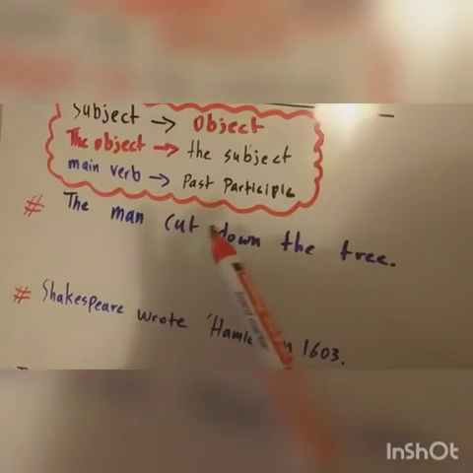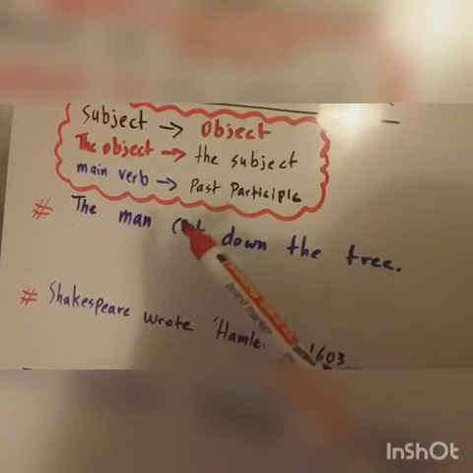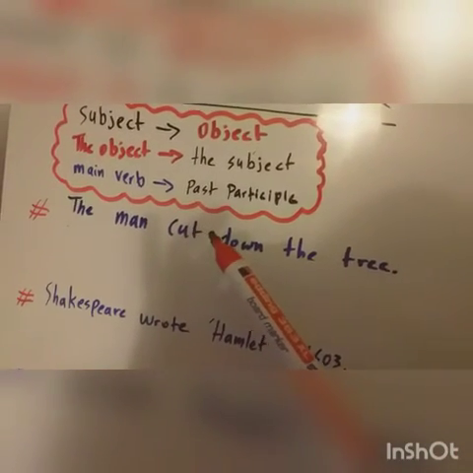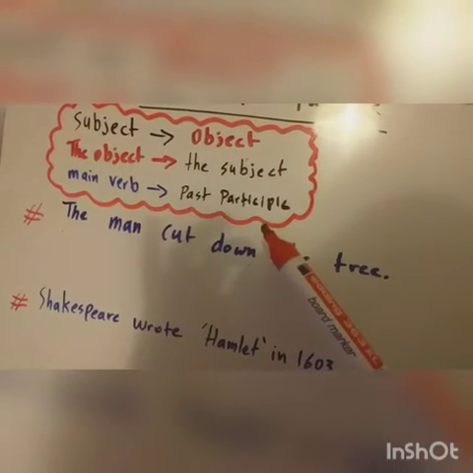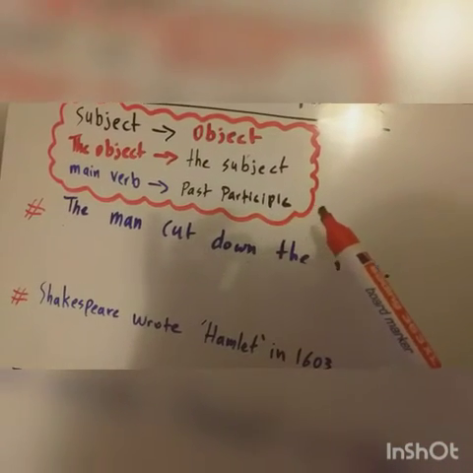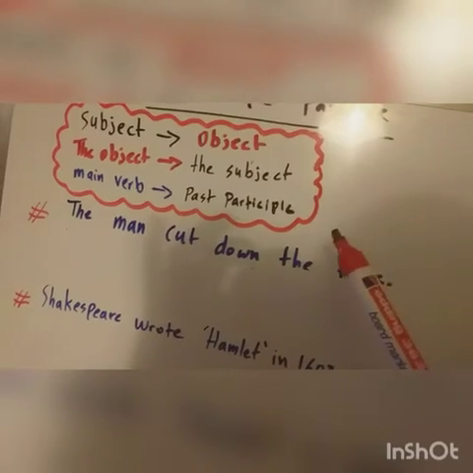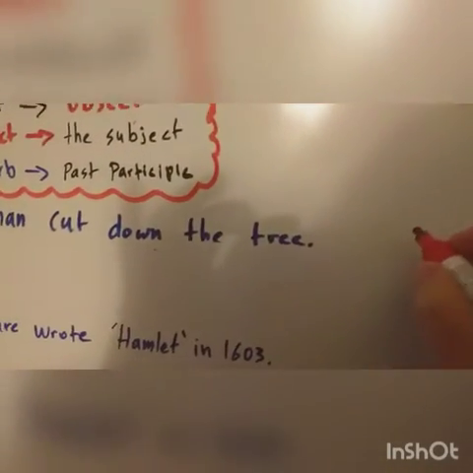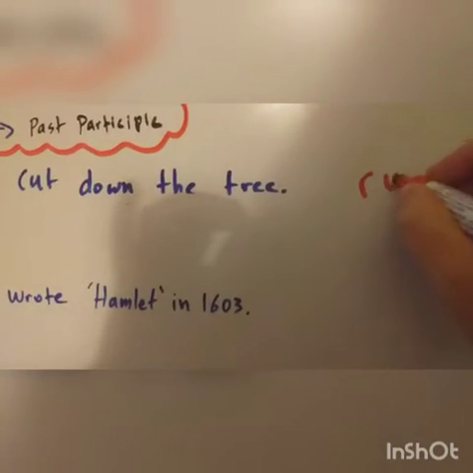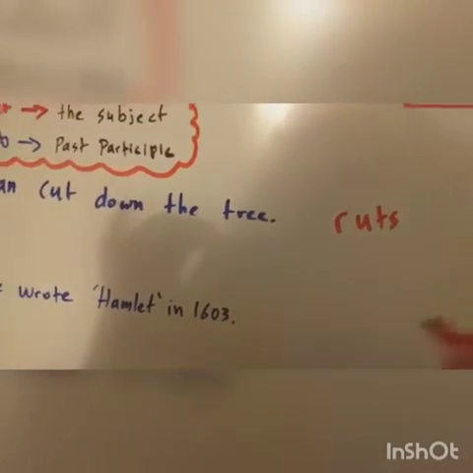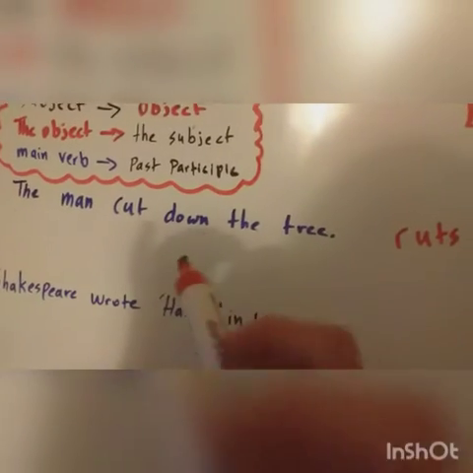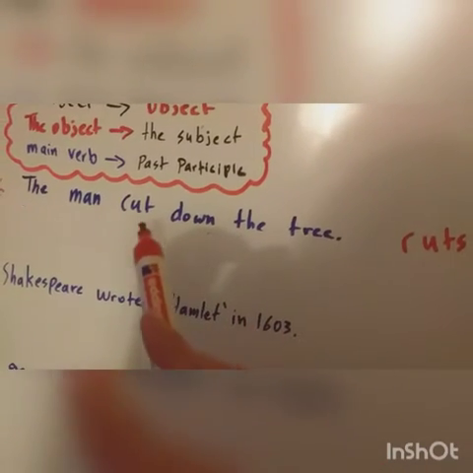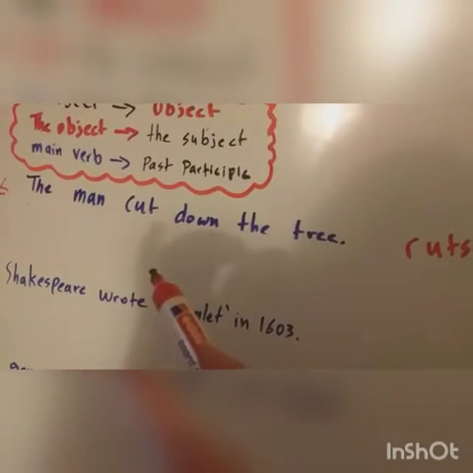The man cut down the tree. This is the past tense because the past of cut is cut. You have to know that if it is in the present tense, it would be formed like this: cuts. But the past simple and the past participle form of cut is cut. So cut, cut, and cut.